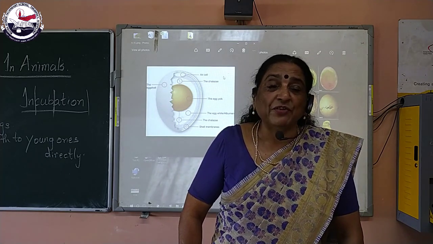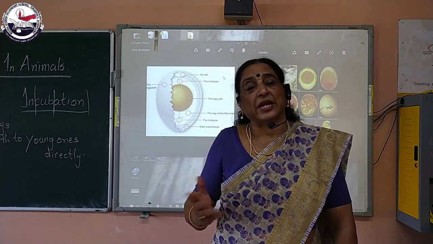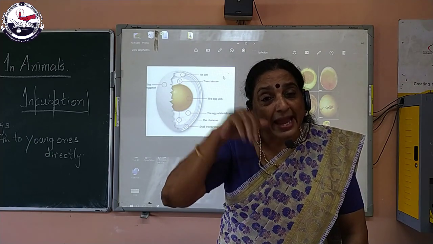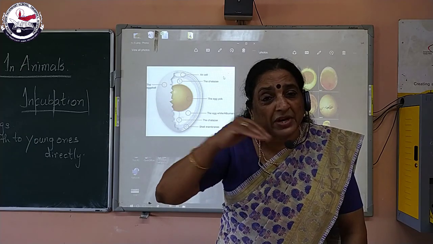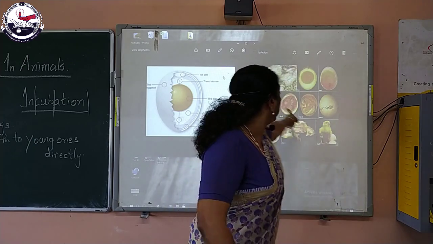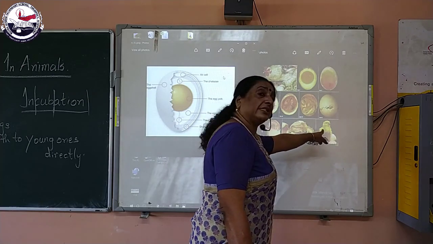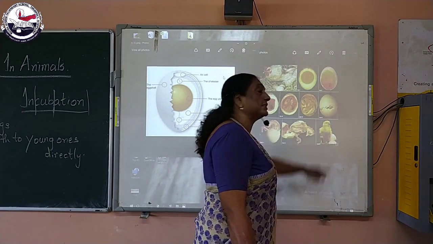The early stage of development of the multicellular organism is the embryo. So the embryo is growing inside the egg. The different stages of the growth of a chick are shown here. And after 21 days, the chick comes out.